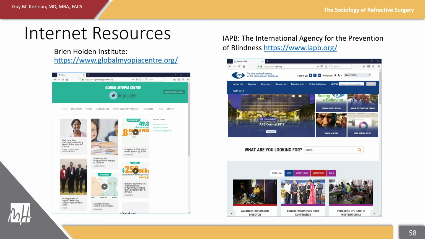There are many resources available on the internet and elsewhere. If you want to learn more about this topic, I encourage you to do so. A couple of starting points: looking at the Global Myopia Center.org, the Brian Holden Institute, the International Agency for the Prevention of Blindness, IAPB.org, and many others. The literature is huge and mushrooming. Many people are focusing on this, and as we do, hopefully we will come together and work together to solve this problem.